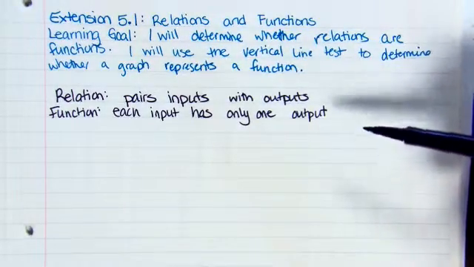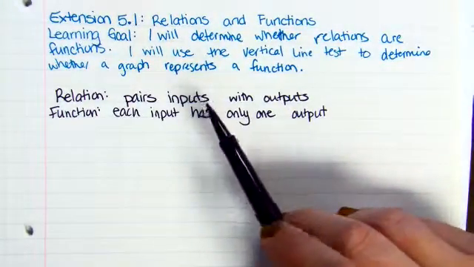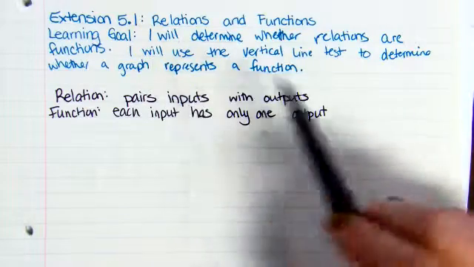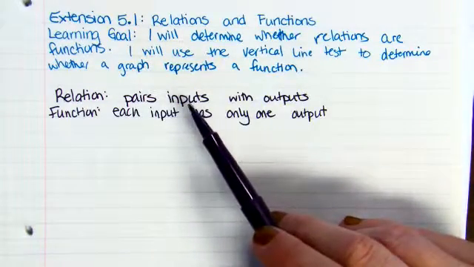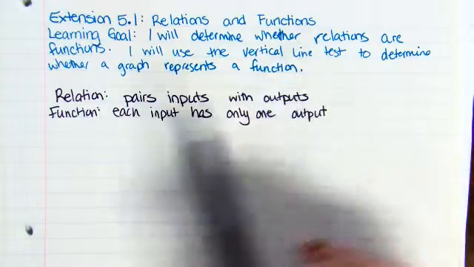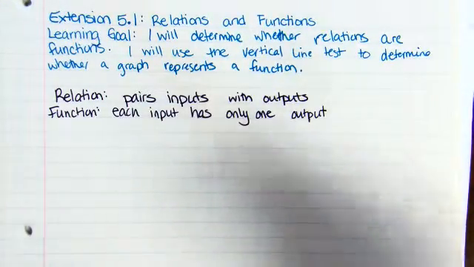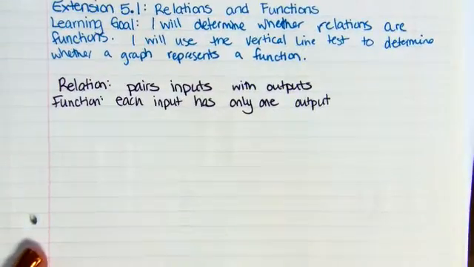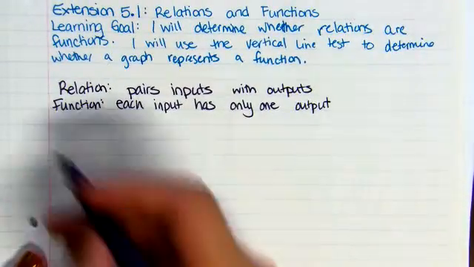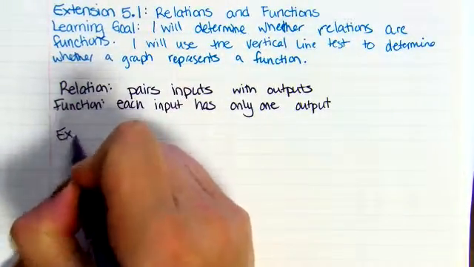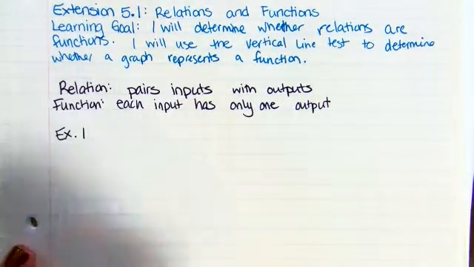So let's think about this. A relationship or a relation is just inputs and outputs. As long as each input has an output, you're good. But for a function, each input can only have one output. So I'm going to show you some examples just to differentiate between these. For our first example, we're going to look at 3 different types of situations.